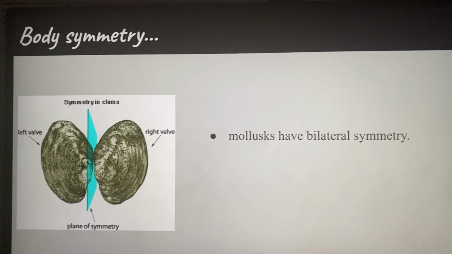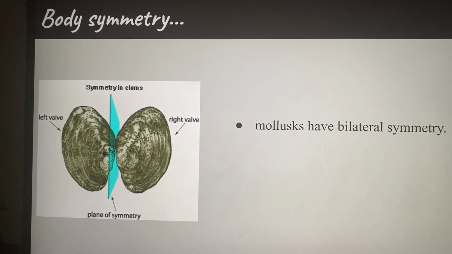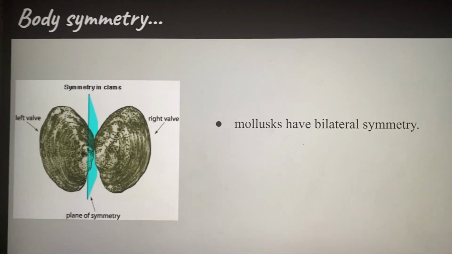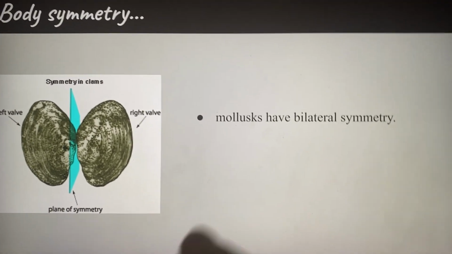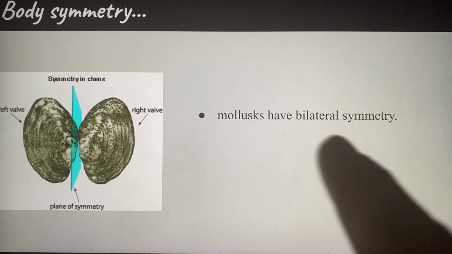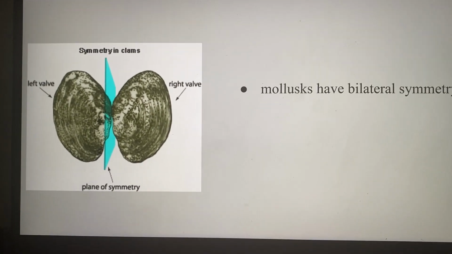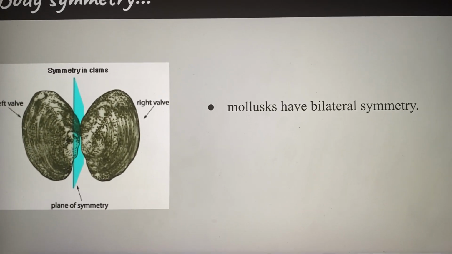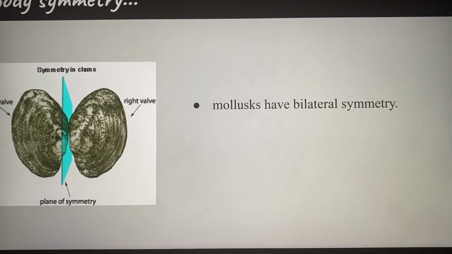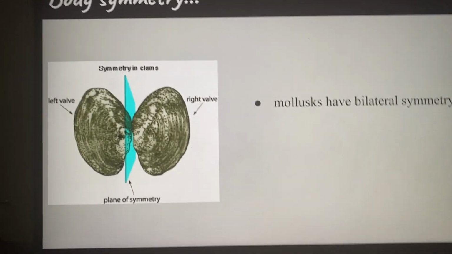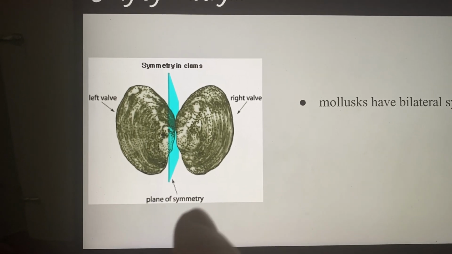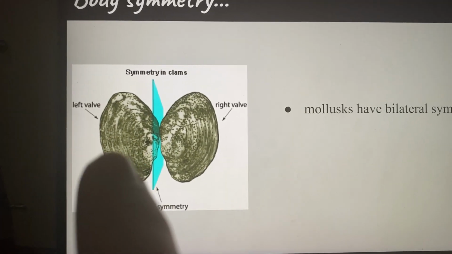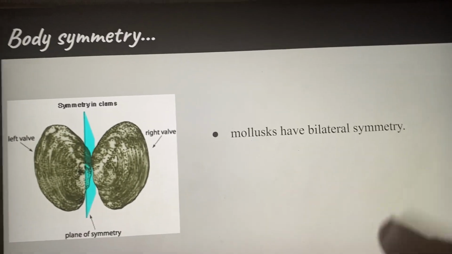So the first thing we're going to start off with is body symmetry. The body symmetry of a mollusk is going to be bilateral. They have bilateral symmetry, and in saying that, I mean that the body can be separated into two even parts down the middle. As you can see in this diagram right here, here is the plane of symmetry right down the middle. Here are two equal sides. And that's pretty much it.